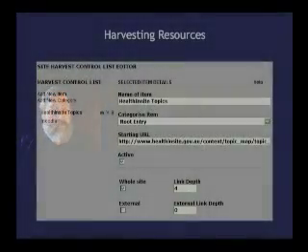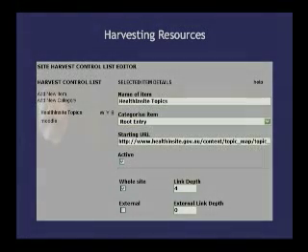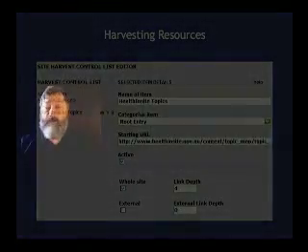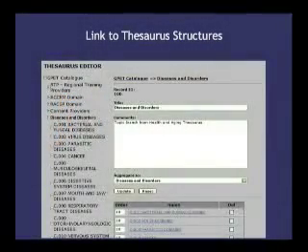To do that, we need to harvest them. So here we have a screen where we define the harvest control list, or the harvest starting point, depth and process, and what we're calling it. So we can go out to any credible resource we choose and harvest that. The other part of it is linking it back to the thesaurus structure.